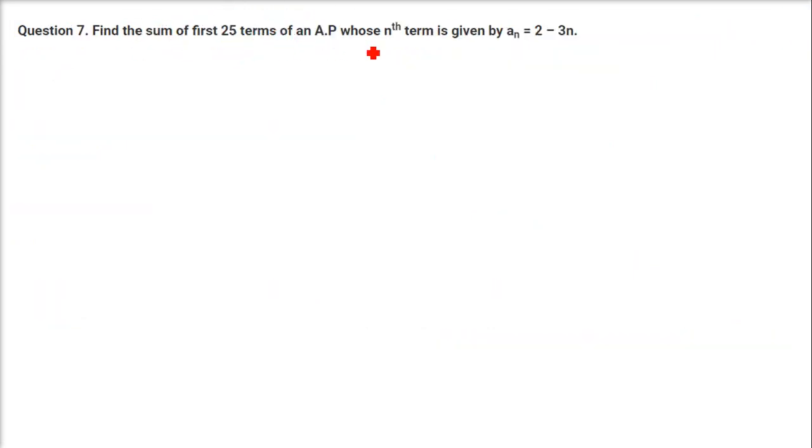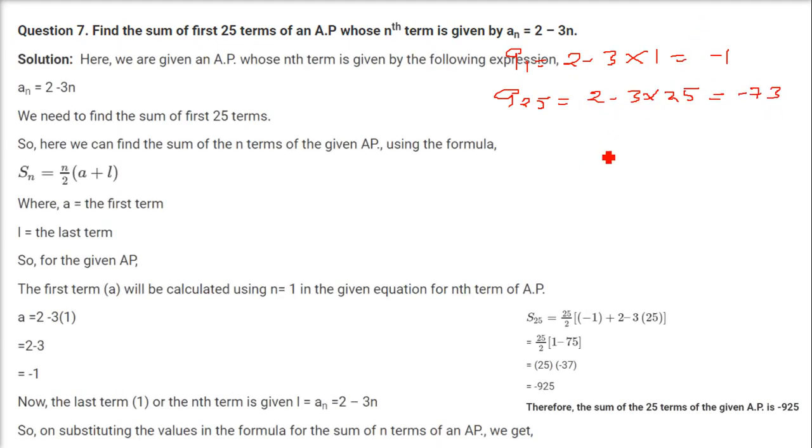Find the sum of 25 terms of an AP whose nth term is given by this. So same thing we have to do, just the number has changed. So a1 we have to find out: 2 minus 3n, that is minus 1. a25 we have to find out, which is 2 minus 3 into 25. 25 into 3 is 75. 2 minus 75 is minus 73. Okay. So you have minus 1 and minus 73.